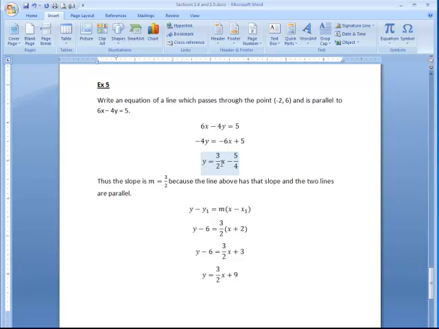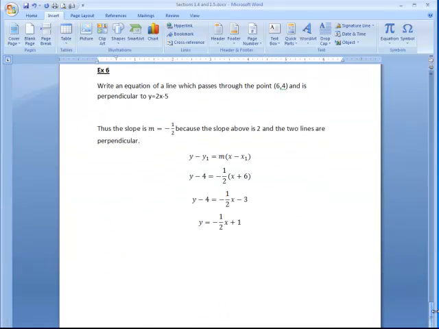What do I know about the two lines? Well, I know the two lines are parallel. Therefore, the slope I'm looking for is m equals 3/2. So now I have a slope and I have a point. And I can go back and do the same thing I've been doing before. Plug into my point slope formula. I get y minus 6 is 3/2 times x plus 2. I distribute my 3/2. I get y minus 6 is 3/2 x plus 3. And I bring everything to one side and solve for y. Y equals 3/2 x plus 9.